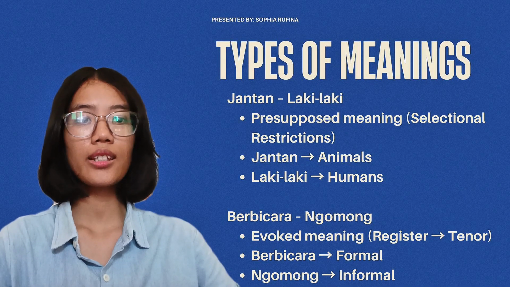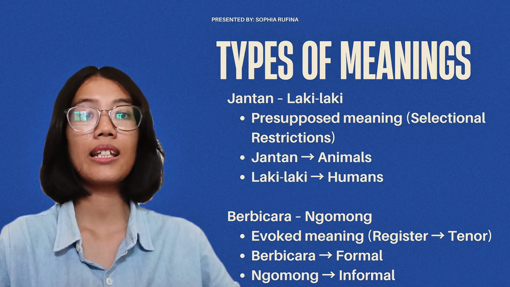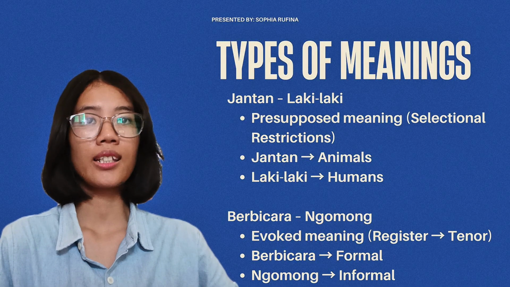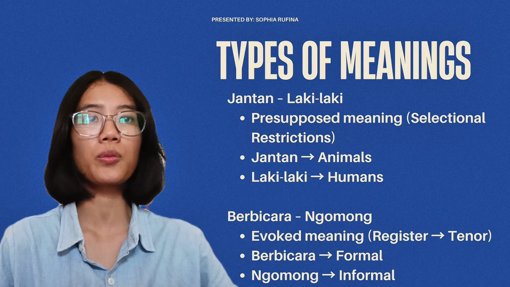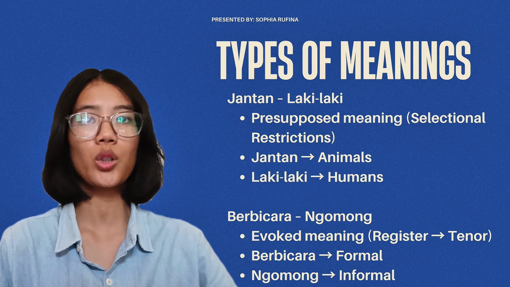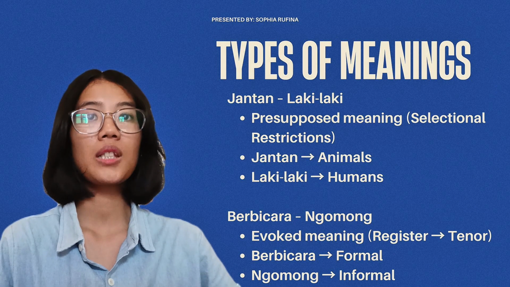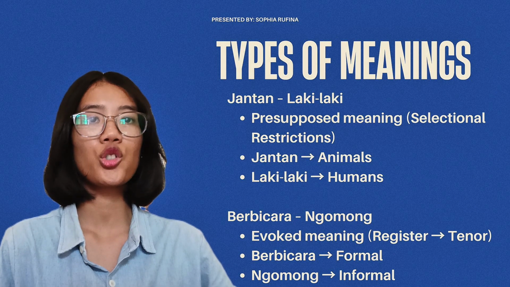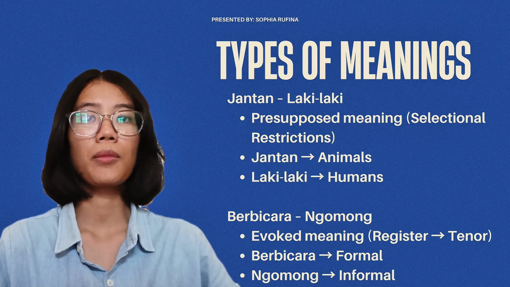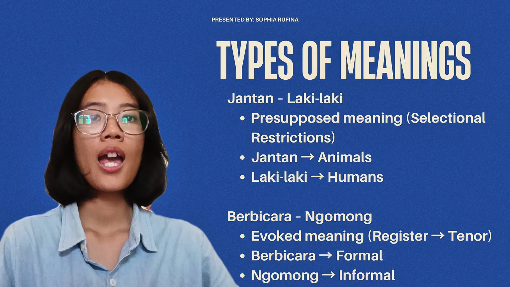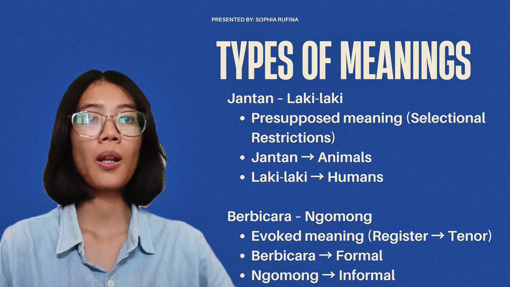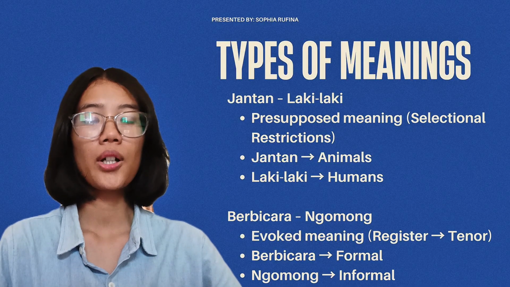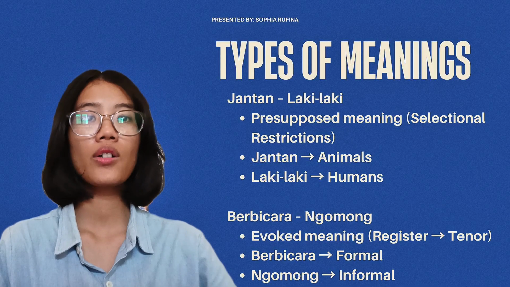Okay, next I will identify the types of meaning in each pair of words. Number 1, jantan and laki-laki is an example of presupposed meaning based on selectional restrictions. Both words mean male, but jantan is used for animals and laki-laki is used for humans. Number 2, berbicara and ngomong is an example of evoked meaning based on register tenor. Both mean to speak, but berbicara is formal and ngomong is informal.